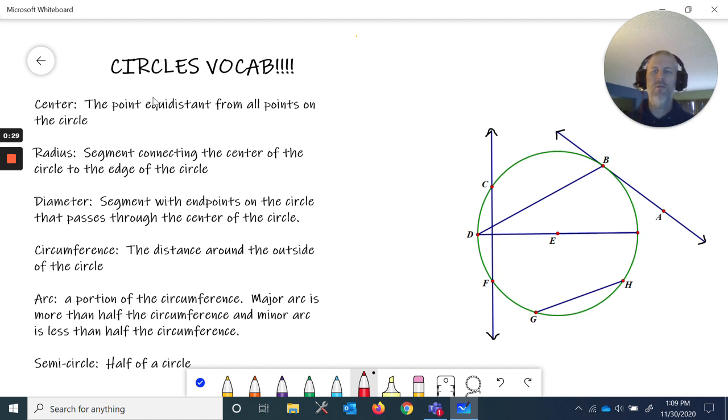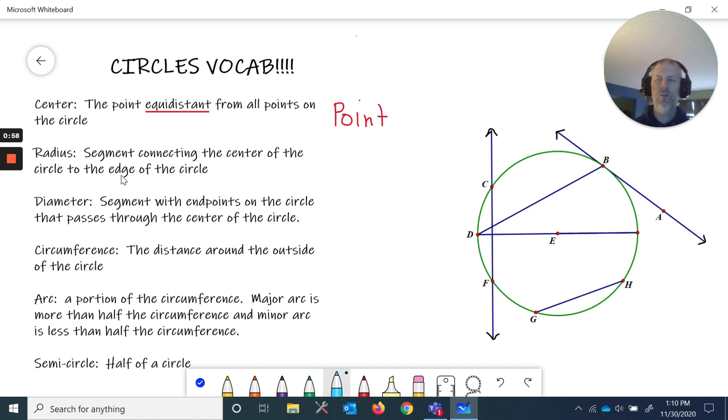Okay, so circles vocab. Again, these are ones that you should be more familiar with from probably middle school. So the center is the point equidistant from all points on the circle. So remember, equidistant just means equal distance or the same distance. And in this case, point E is my center. So point E is the same distance from all points on the green line, which is the circle. It's not really a line, but the green curve that makes the circle.